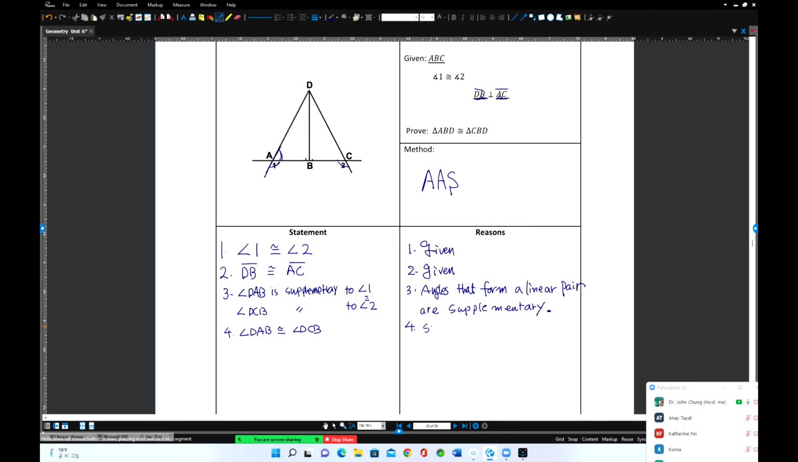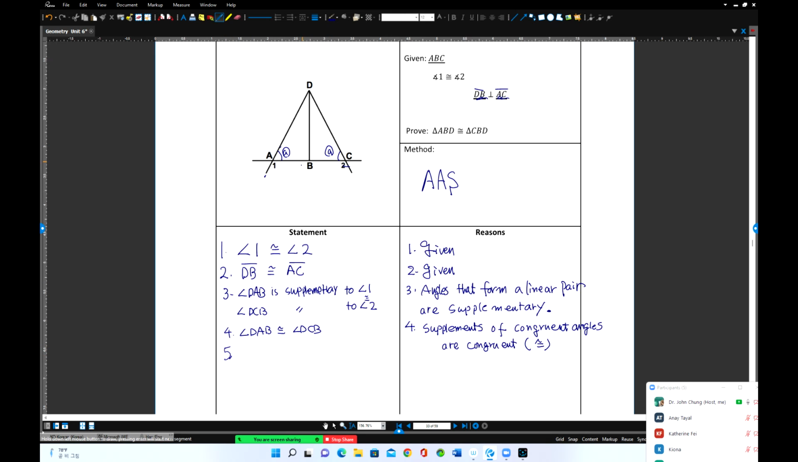Don't forget, just memorize supplement. Do not use supplementary angle. The reason is: supplements of congruent angles are congruent. Or you can use this symbol. Now you got the one angle finished. That angle is done.